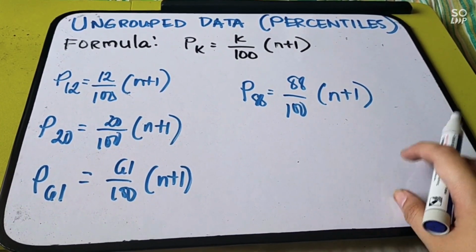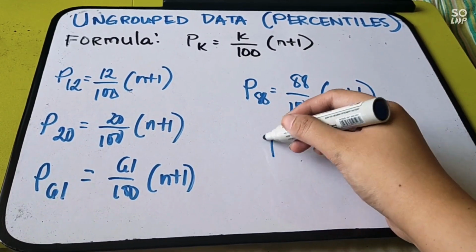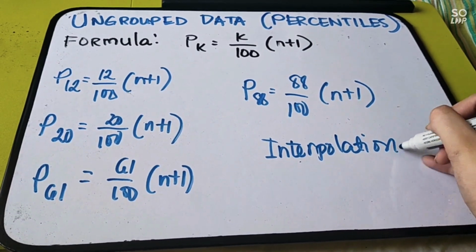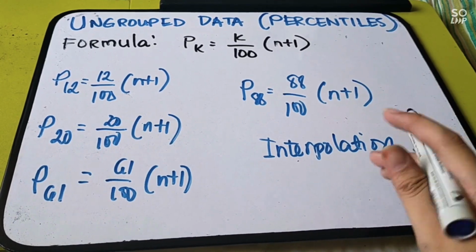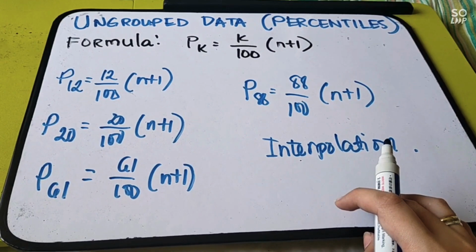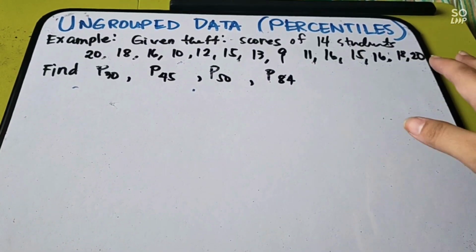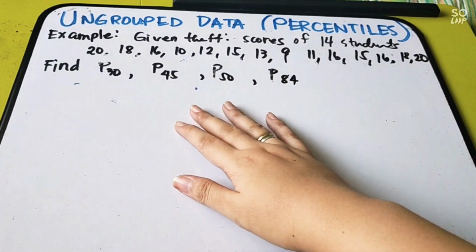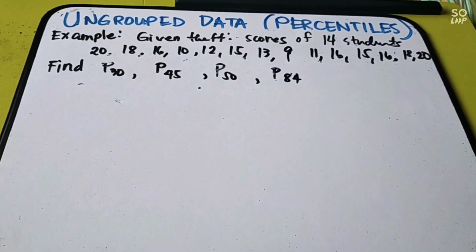percentiles with ungrouped data. Then, same process of deciles, gagamit din po tayo dito ng interpolation for estimation kung ang ating magiging sagot sa bawat percentile na yan ay merong decimals. Is it clear? So, now let us have an example. Given the following scores of 14 students, so here are the scores of 14 students. Find the 30th percentile, 45th percentile, 50th percentile, and 84th percentile.